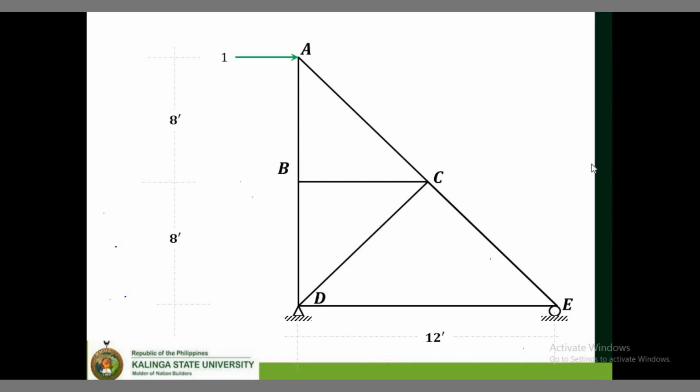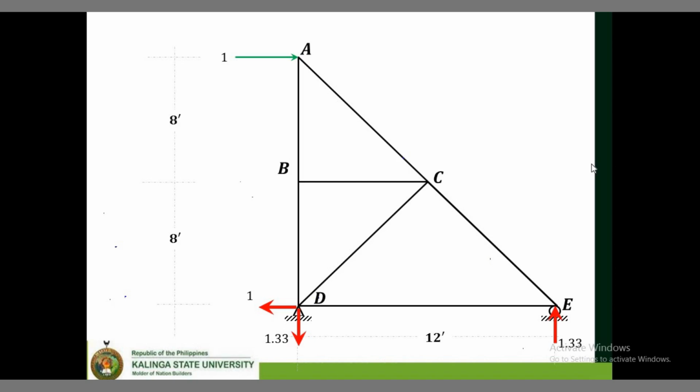So, again, sa step 2, always ilagay ninyo lahat ng external loadings, para mailagay yung unit load. So, here, I put 1 unit load to the right at point A. So, after that, I determine the reactions at E and D, and yung mga values na yan ang nasolve ko. Double check this one using static equations. Yan yung mga nasolve ko.